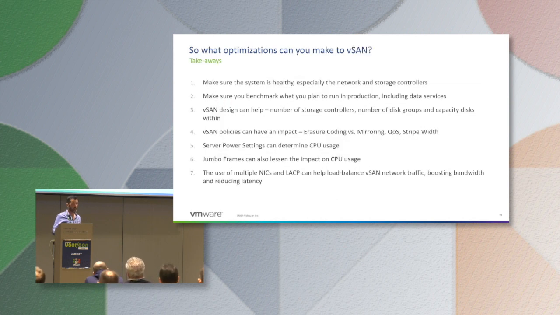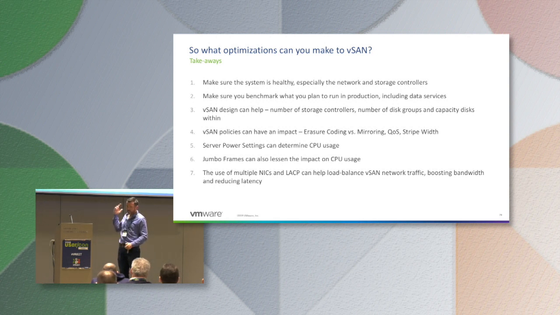Okay, these are the takeaways here. Make sure it's healthy: vSAN controllers, firmware, BIOS, everything up to date. Benchmark what you're going to run. Don't benchmark 4K 100% reads and show it to your bosses and say it's fantastic. It's not. It's a lie. And we have some of our own marketing materials up there, and I'm kind of going, why do we even post that? It doesn't make any sense.